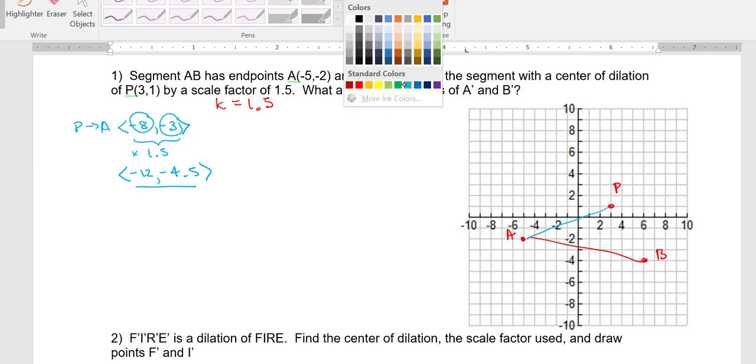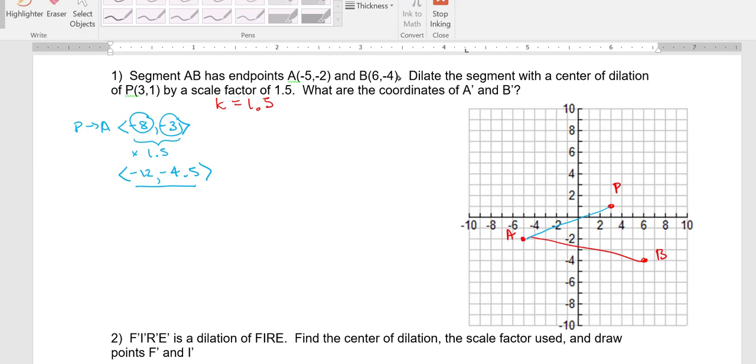So from the center of dilation, I'm just going to go negative 12 in the x direction, and then I'm going to go negative 4.5 in the y direction. So then I end up right there. And so the result is going to be, I'm going to end up at A prime equaling negative 9, comma negative 3.5. Okay, so that's this point right there.